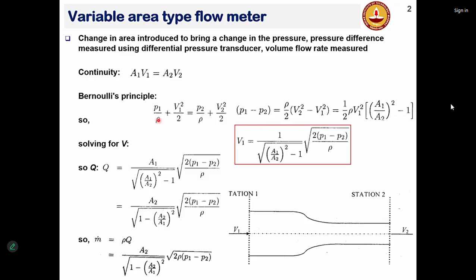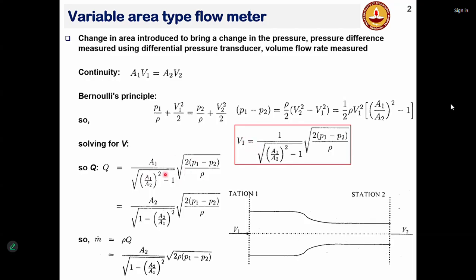So now you can solve for V1. So V1 will be basically 2 will go here. So you have 2 into P1 minus P2. Rho will come down, square root of that, because this is V1 square. And then square root of this goes to the denominator on this side. So 1 over square root of A1 over A2 whole square minus 1. Okay. So this is V1. Now if you multiply by A1, you get the flow rate. So the flow rate is basically A1 times V1, as you see here.